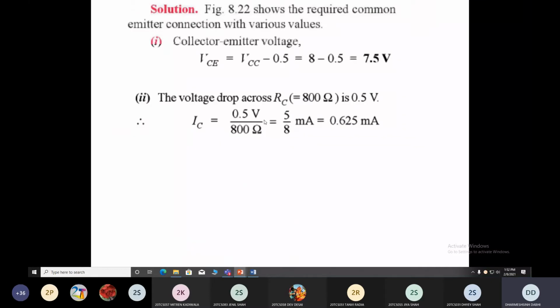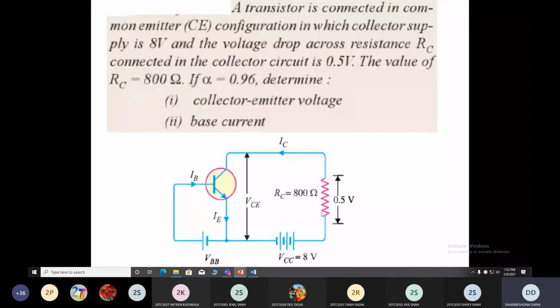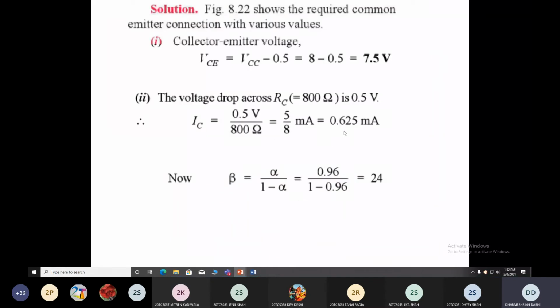IC is 0.5, which is given here in the example: 0.5 volt across the resistance of 800 ohm. So 0.5 volt divided by RC 800, you get IC as 0.625 milliampere. And beta you already calculated as 25. So IB is equal to IC by beta, so it is 0.026 milliampere.